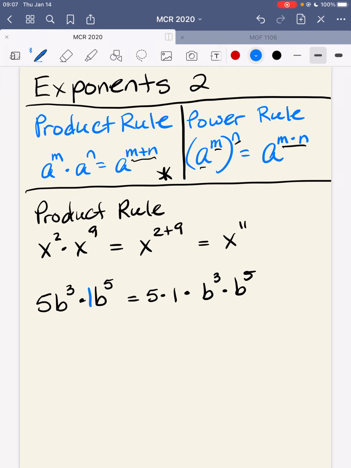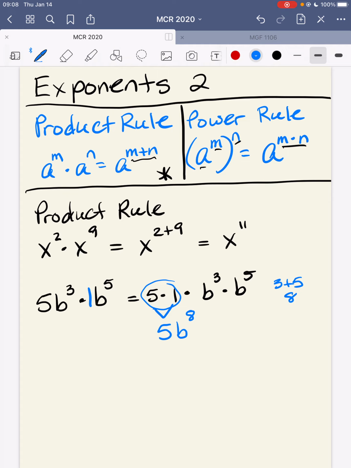So for the numbers, I'm just going to go ahead and multiply. So 5 times 1 is 5. My exponents, I need to go ahead and add my exponents. So 3 plus 5 is 8, and I'm going to get b to the 8. All right. You don't necessarily have to rewrite it like I did, but the biggest problem with these rules, especially the power rule, usually the mistakes come from the number part and not from the letters or variables.